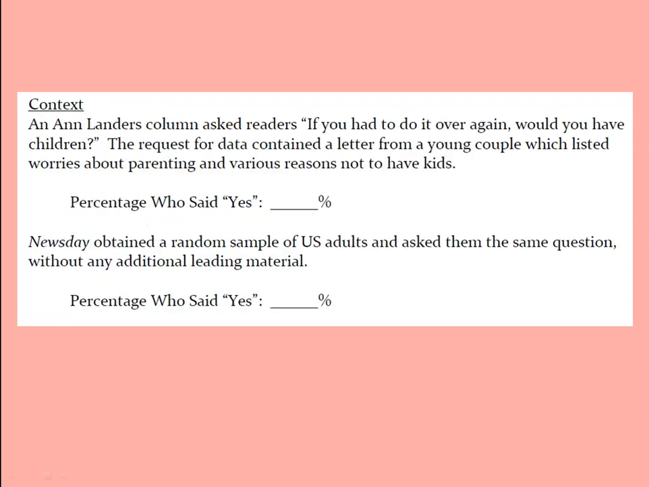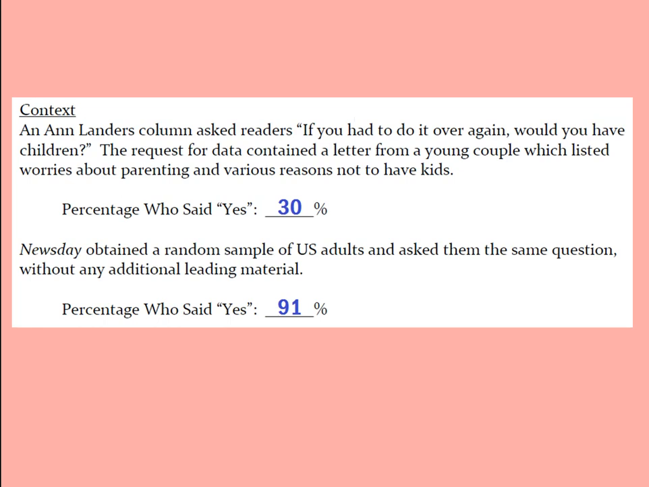The way that context factors in here is that the question in the Ann Landers column essentially has a prompt in front of it, where it has the list of worries about parenting, various reasons not to have kids, and then there's that question. And really that one's kind of a mess, because not only is that prompt there, but it's also a volunteer sample. Then there's a Newsday poll that was based on a random sample of US adults with no additional prompt or no additional leading material. And we get another large disparity.